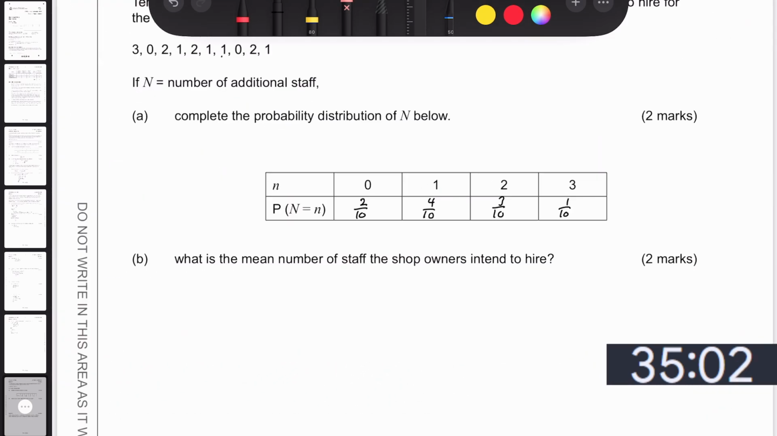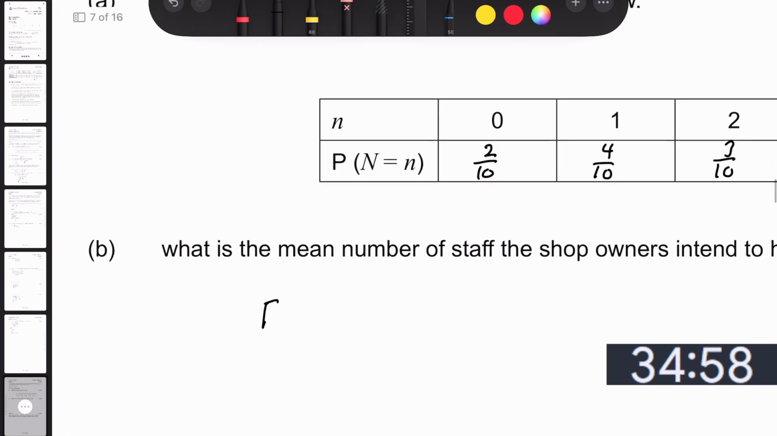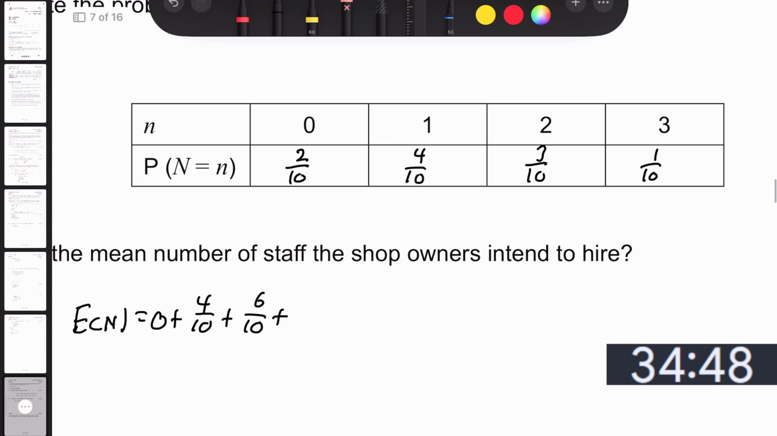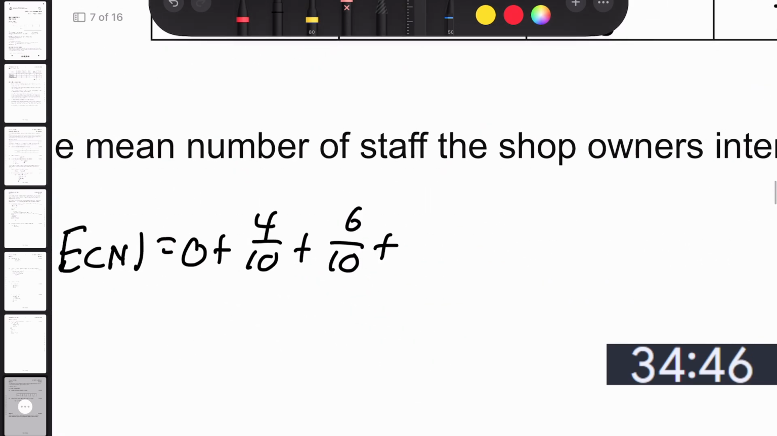What is the mean number of staff the shop owners intended to hire? So E of X is equal to 0 plus 4 on 10 plus 6 on 10 plus 3 on 10, which is going to be equal to 13 on 10, so 1.3.